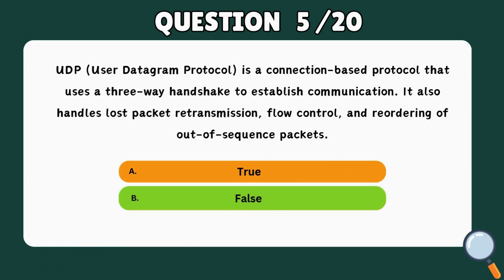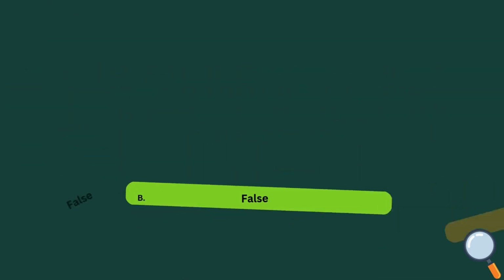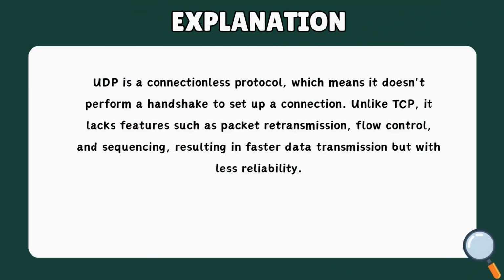Correct answer: B. False. UDP is a connectionless protocol, which means it doesn't perform a handshake to set up a connection. Unlike TCP, it lacks features such as packet retransmission, flow control, and sequencing, resulting in faster data transmission but with less reliability.